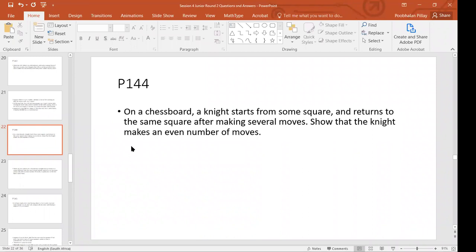So here's the question. On a chessboard, a knight starts from some square and returns to the same square after making several moves. Show that the knight makes an even number of moves. Very interesting question.